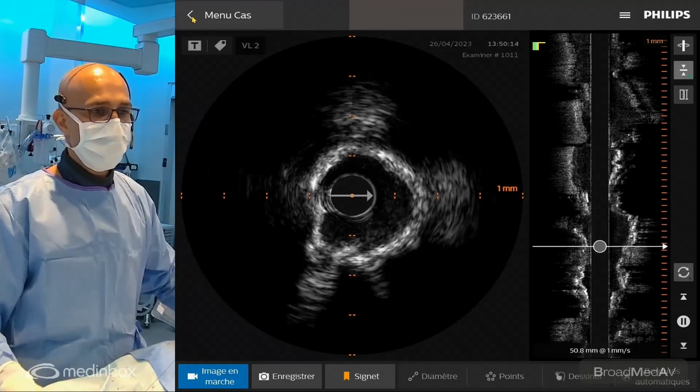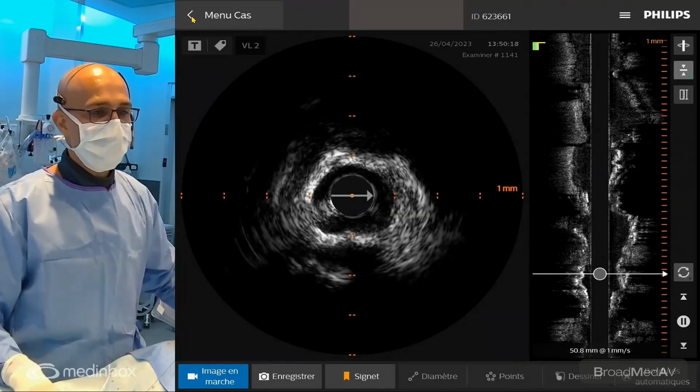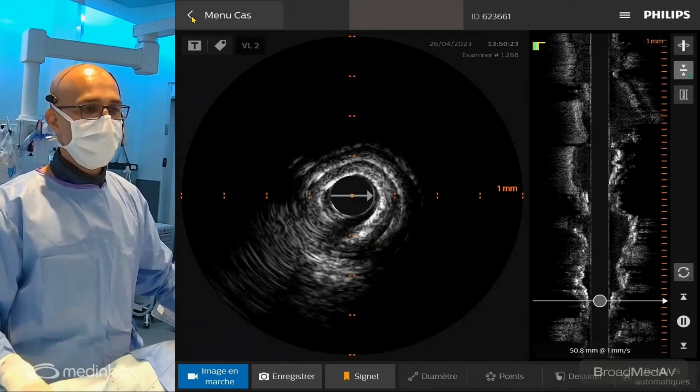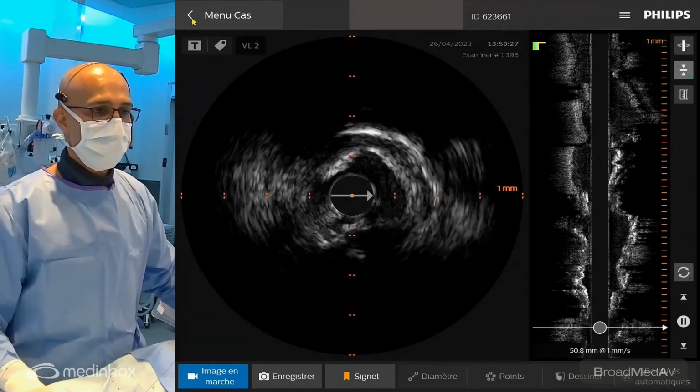And the more we get proximal, the more the calcium thickens. Now we have a complete 360 arc with deep calcium. And this type of calcium, if you decide to tackle it with only balloon and no calcium modification, you will not have good results.